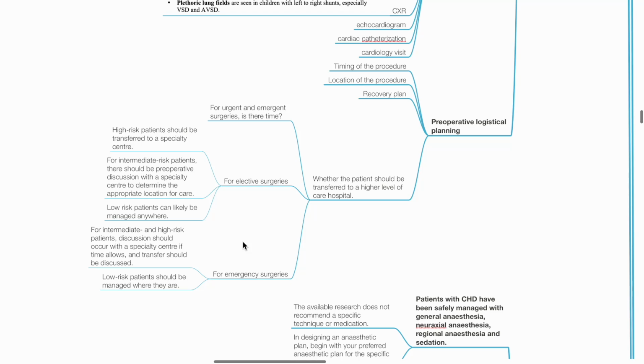For intermediate risk patients, there should be pre-op discussion with a specialty center to determine appropriate location for care. Low-risk patients can likely be managed anywhere. For emergency surgeries, for intermediate and high-risk patients, discussion should occur with specialty center if time allows, and transfer should be discussed. Low-risk patients should be managed where they are.